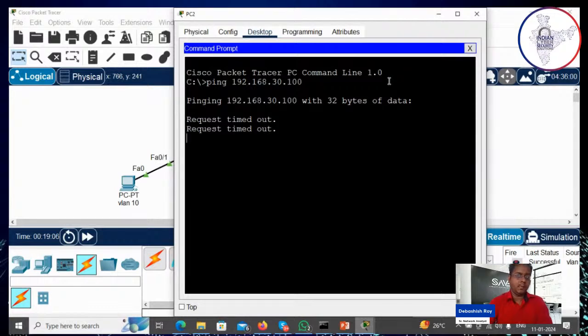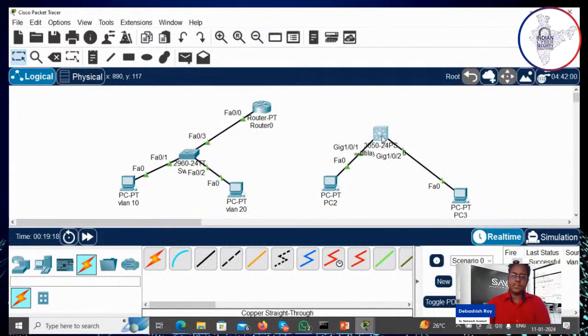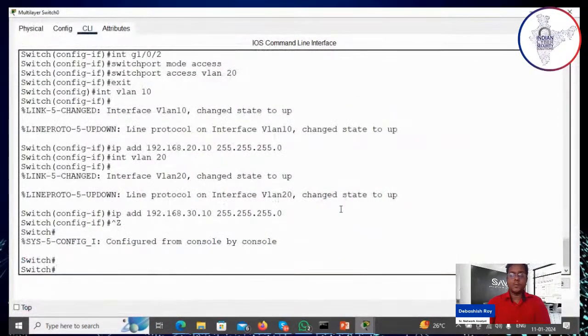But it's not pinging. Again, you are getting RTOs, request timeout. Why? Because I've told you that a layer 3 switch is by default a switch. It is not a router. So the router capability is by default not enabled. It is disabled. The routing simply is disabled on a layer 3 switch. So you have to enable that.